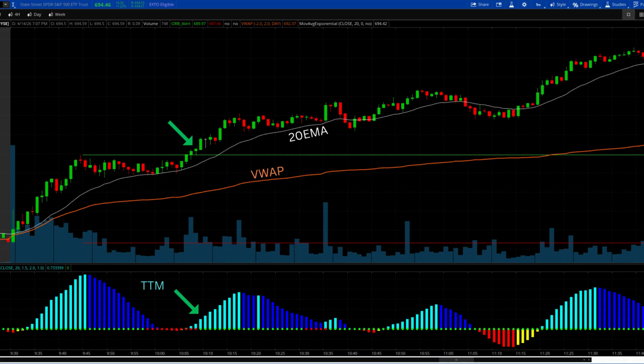Why? If VWAP is flat, the stock is likely in a chop zone, and the breakout is more likely to fail. The short setup: ORB plus falling slope.